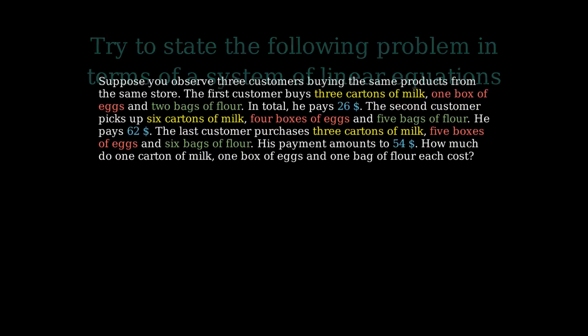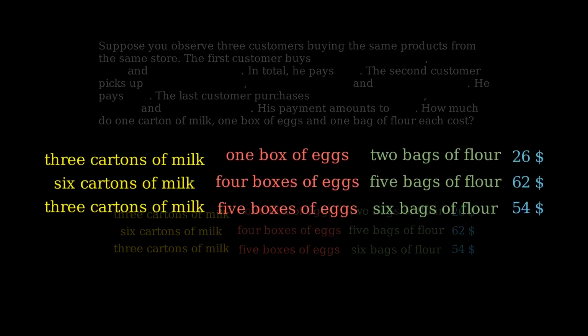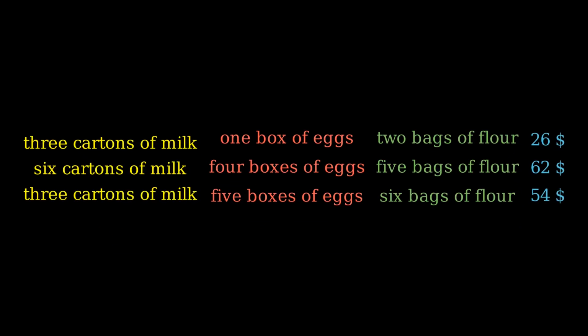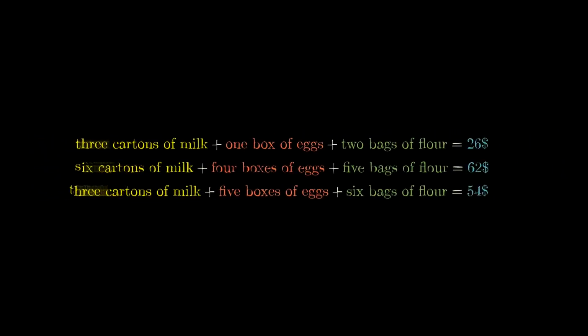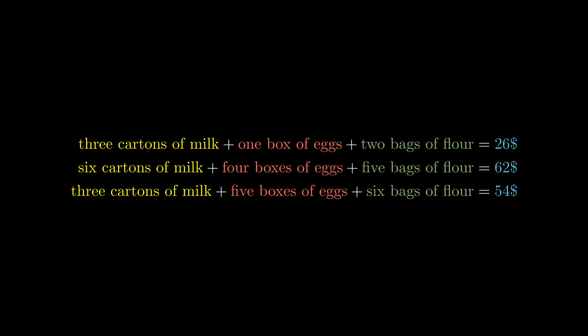In this case, the relevant information includes the amount of products each customer purchases, as well as the total price paid by each customer. Adding the prices paid for each individual product, we get the total amount of money a customer spends. The unknowns are the prices of the base amounts of the products, the price of 1 carton of milk, and so on. Let's call them X, Y, and Z.